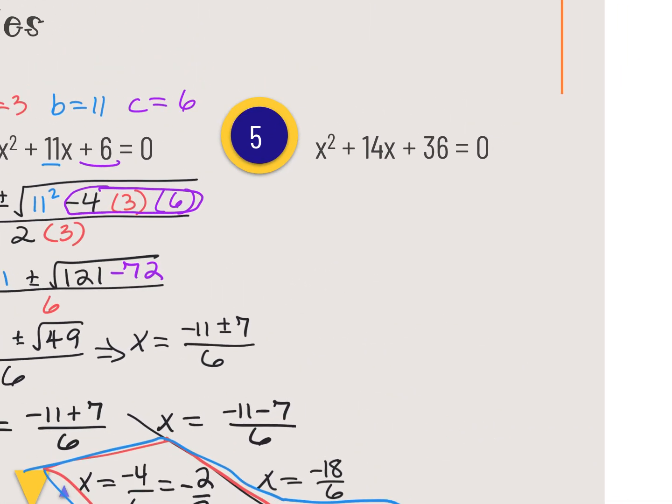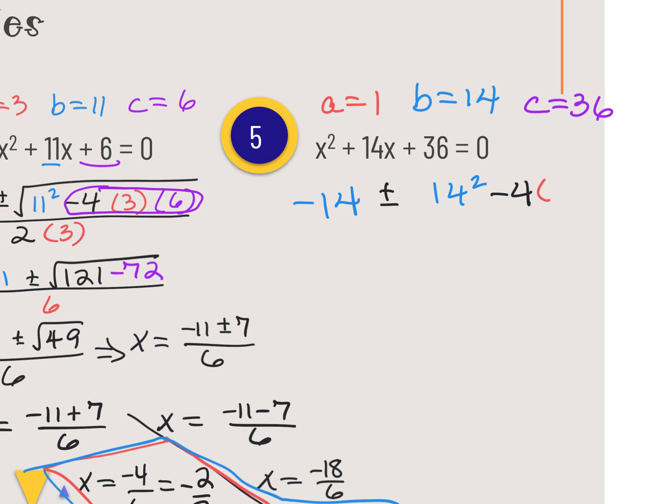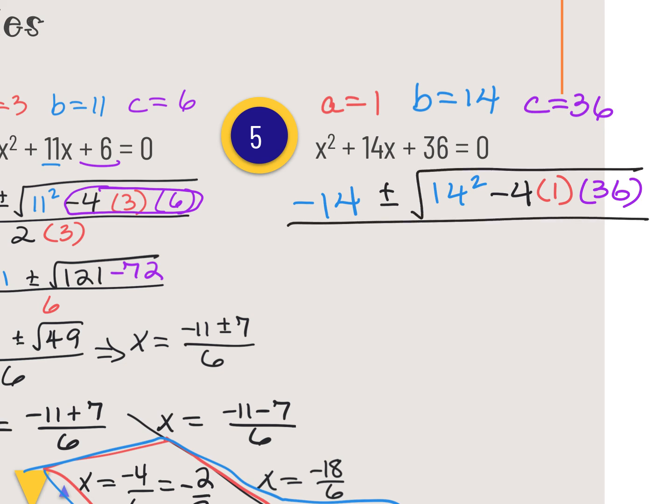So again, let's identify A, B, and C. A is 1, B is 14, and C is 36. So let's plug it in. So negative B, or opposite of B, is negative 14 plus or minus 14 squared minus 4 times A times C. And this is all under the square root, and it's all divided by 2 times A.